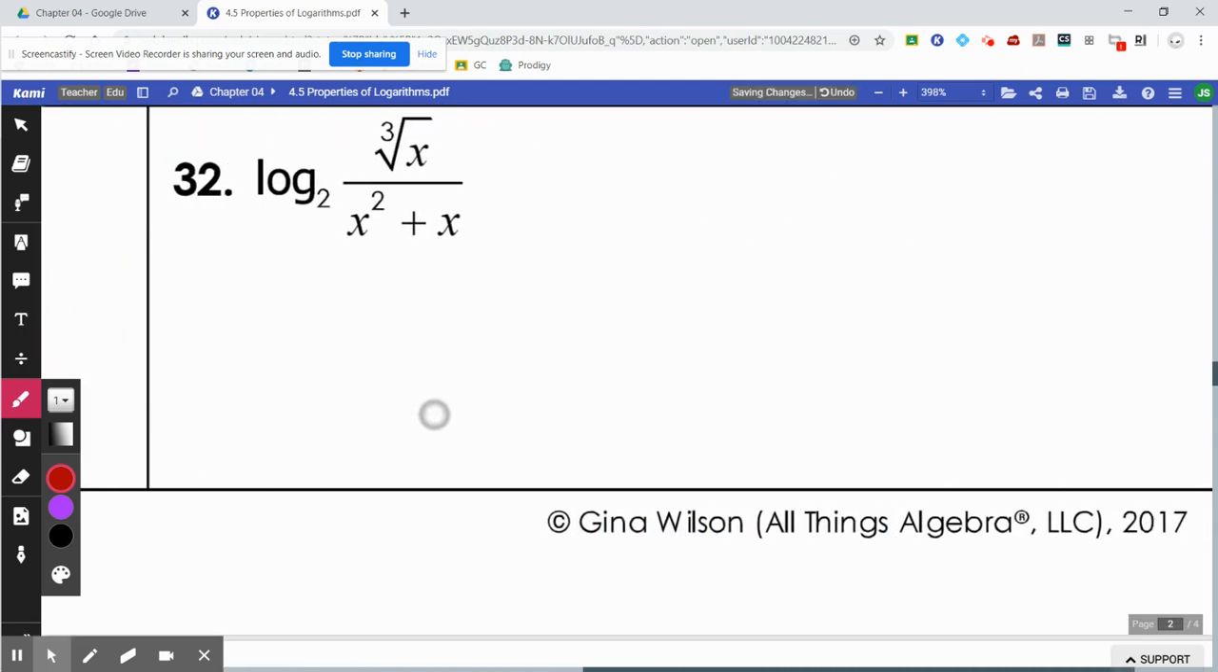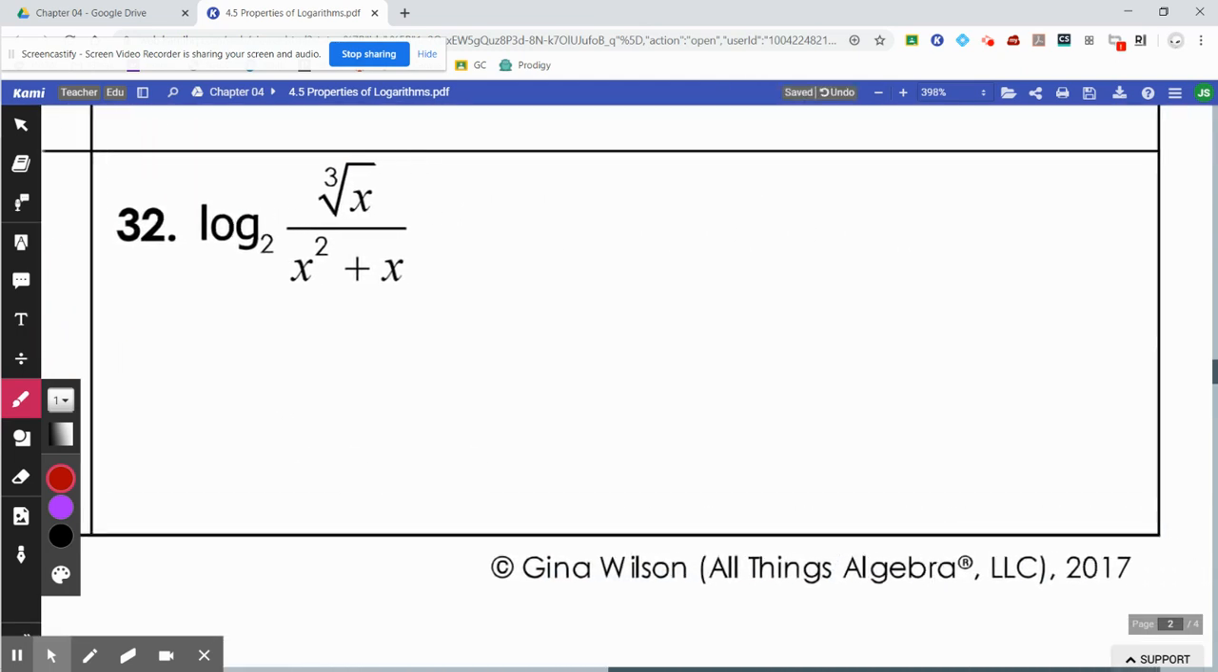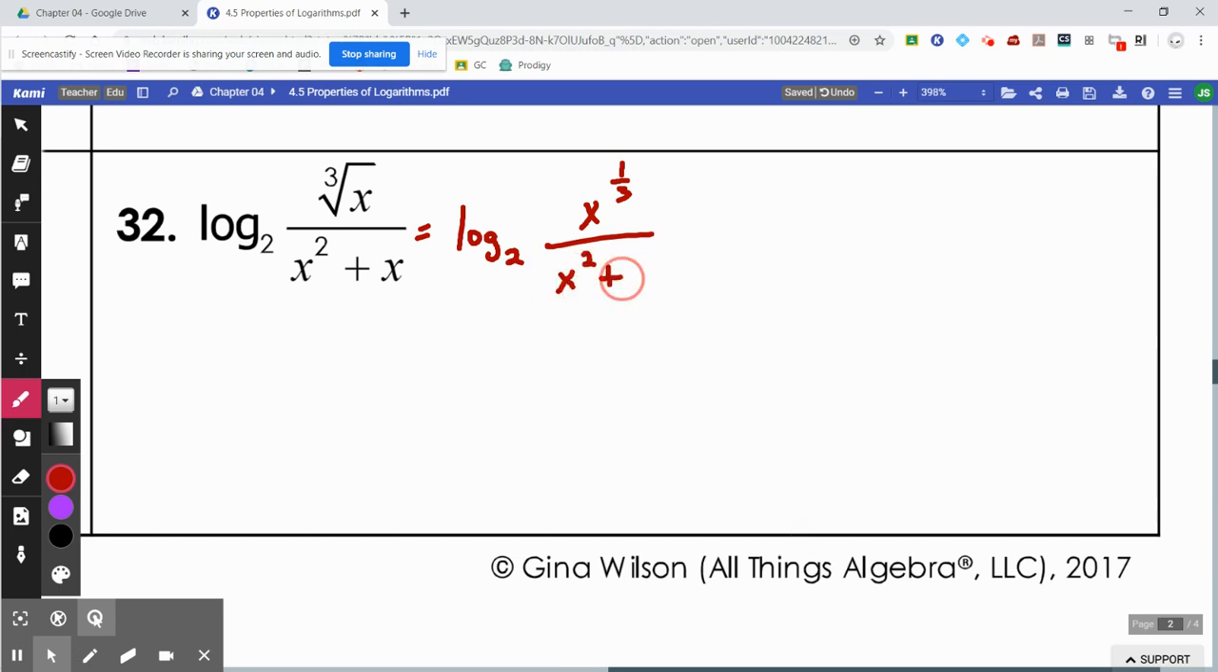32. So on top, let's write that cube root of x as an exponent. That'd be log base 2 of x to the 1/3 power over x squared plus x. Now let's do something with this x squared plus x. That will factor, that's one option, where you could write that as x times x plus 1.